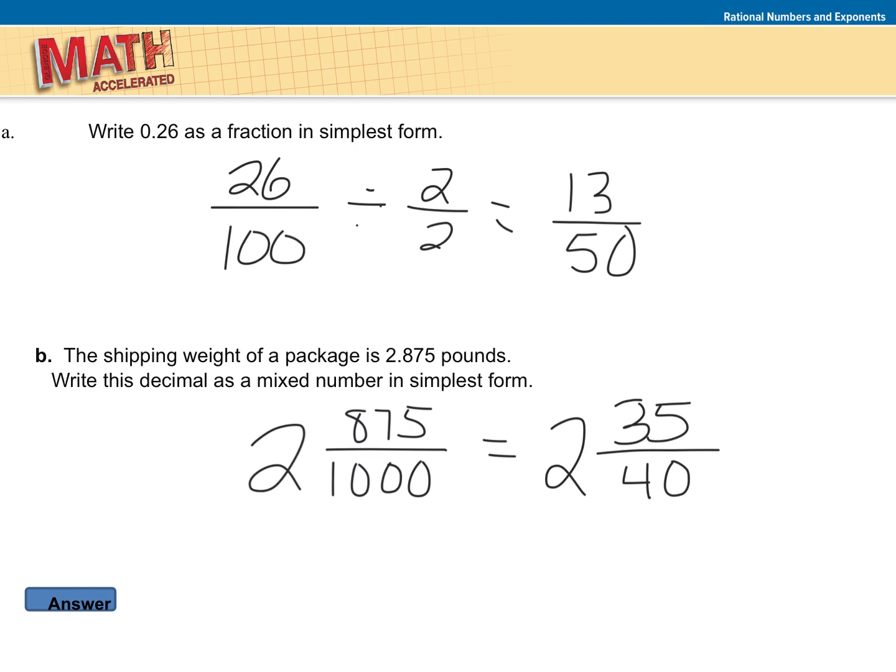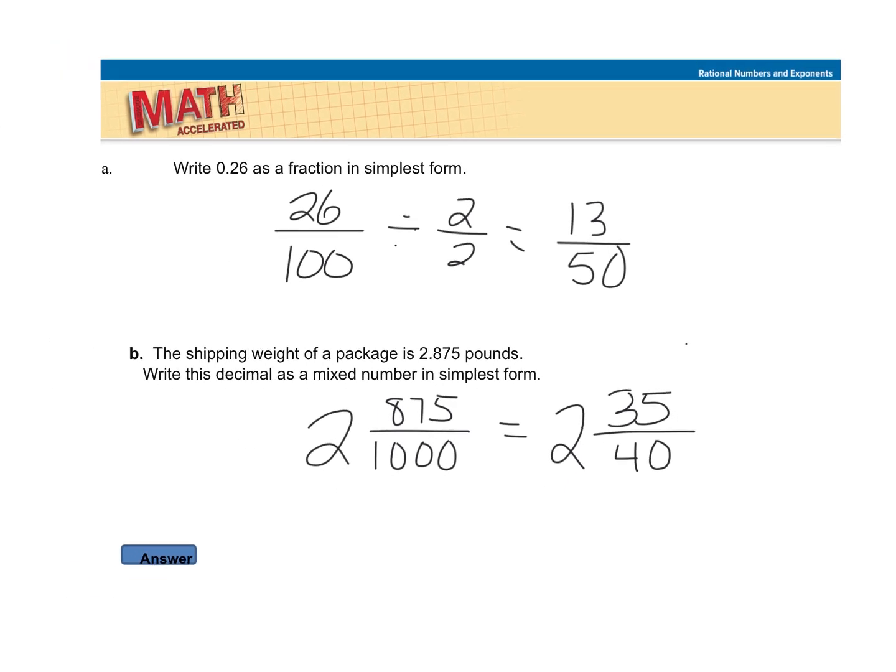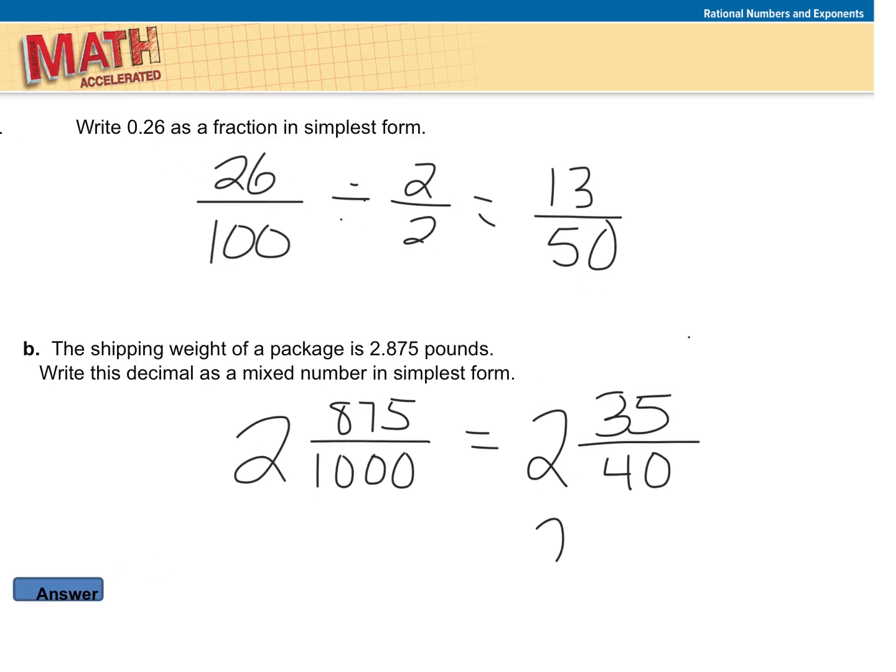Yes. Why does that sound so much closer than actually? What? It's not, right? What else can it be? 5. 5 can go into both of those. What's 35 divided by 5? 7. What's 40 divided by 5? 8. Now is it in simplest form? Yes. So then you're done.